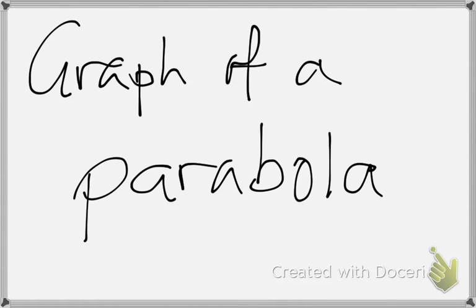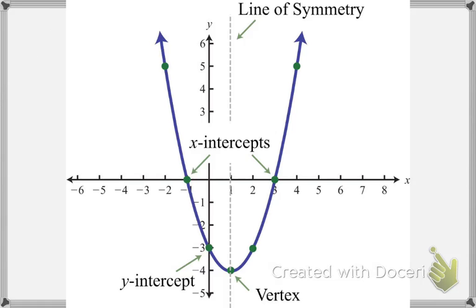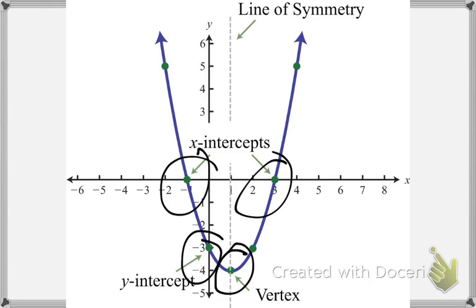Hey guys, today we will be learning about the graph of a parabola. This is a parabola. There are 3 points required to graph a unique parabola. These are usually the y-intercept and the 2 x-intercepts. However, the syllabus also requires you to be able to determine the axis of symmetry and the vertex, which we will also be looking at.